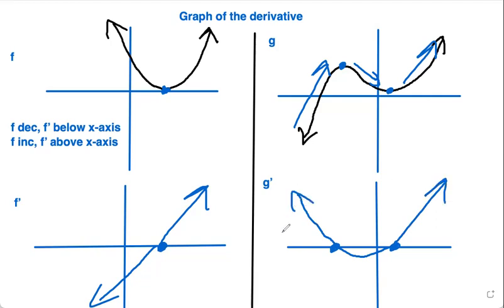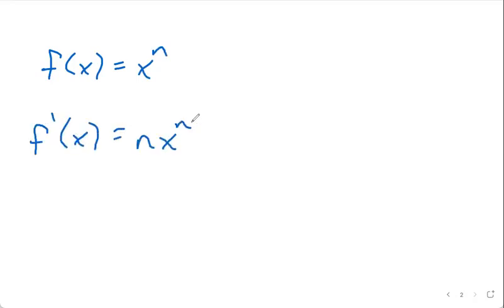This is the process to get the graph of the derivative. Now, I want to add a little bonus here. Eventually, you learn your derivative rules. And one of your derivative rules you're going to learn is, for any function x to the nth power, the derivative is going to be put the power in front and subtract 1 from the power. This is a rule you're going to eventually be using.